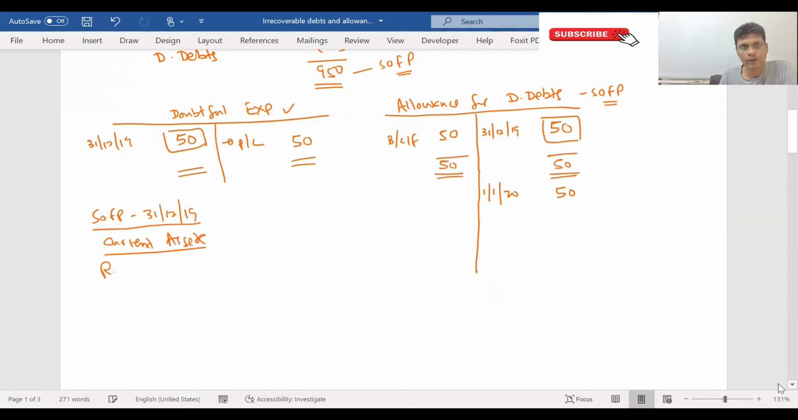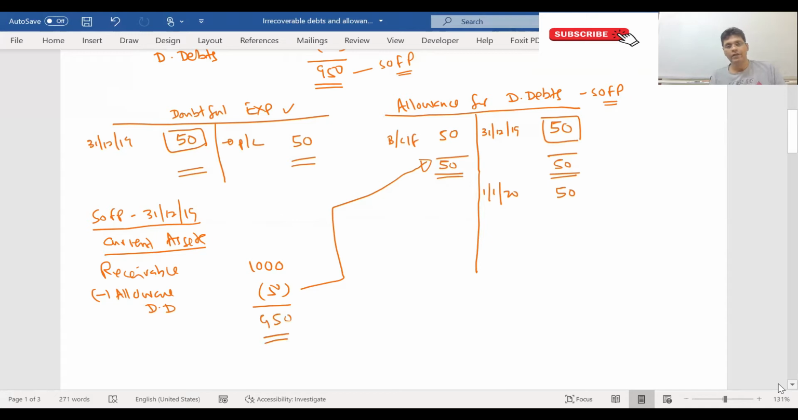Your receivable balance will be 1000 and the allowance for doubtful debts 50. So this is this account. This 50 is this allowance for doubtful debts. So your receivable will be 950.